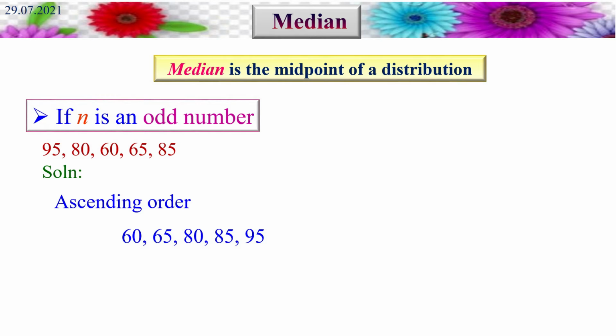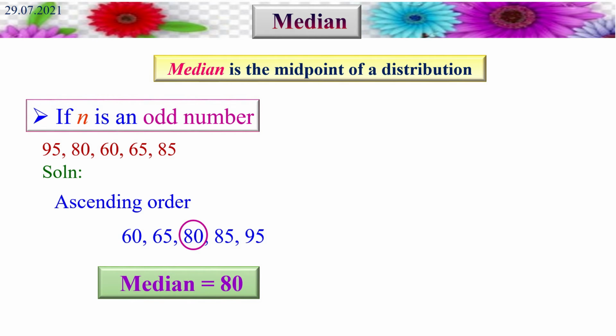Now what is next? Now n is 5, which is an odd number. So the middle value of the distribution is the median. Therefore 80 is the median. Median is equal to 80 for the given data.